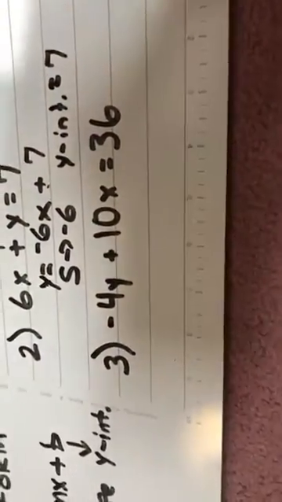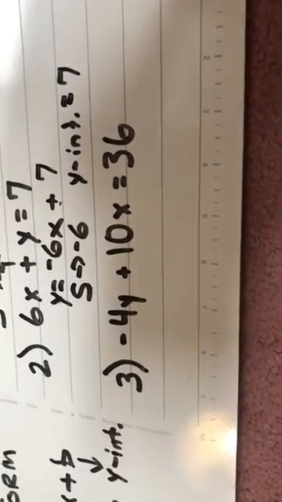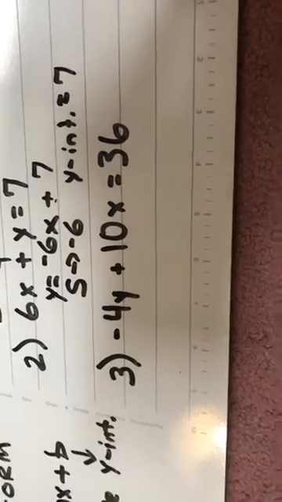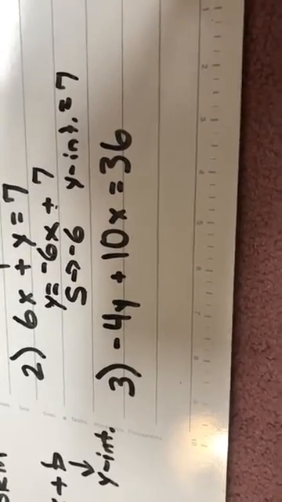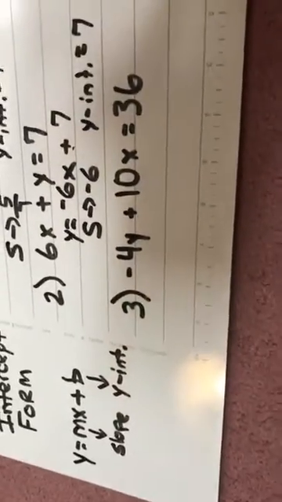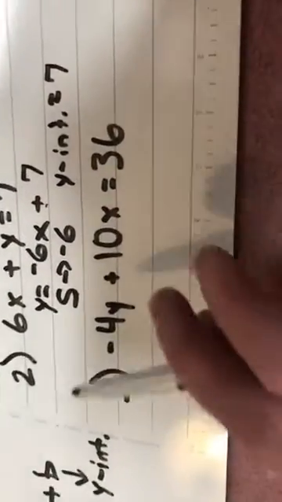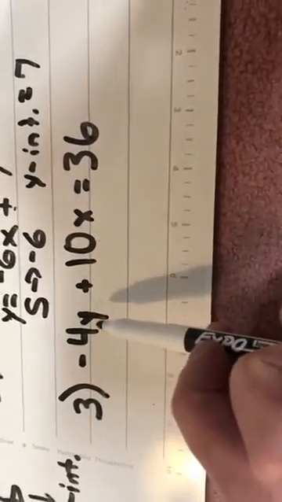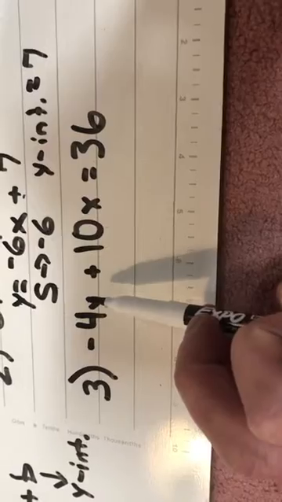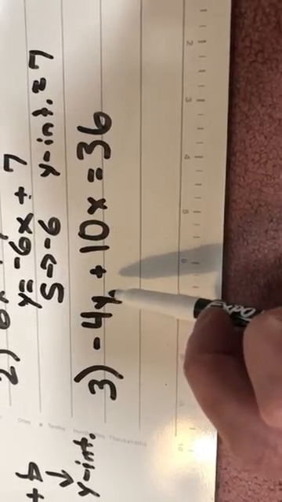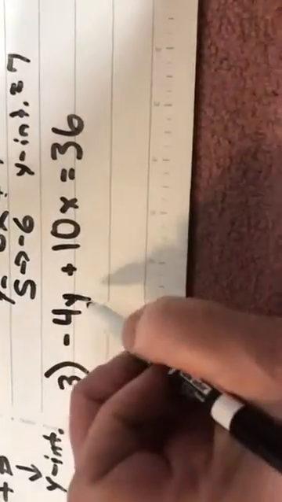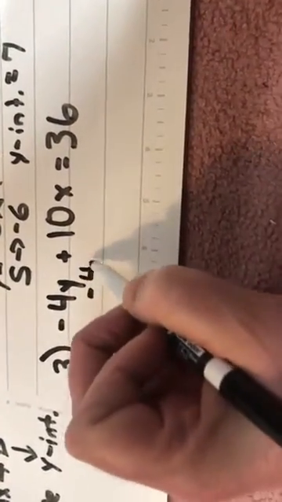Number 3 looks even different. Negative 4y plus 10x equals 36. This clearly is not in slope-intercept form. It does not read y equals mx plus b. Y is not by itself. But here we have an added entity, because not only do we have y here, but we have a negative 4 with the y. So the first thing I want to do is isolate my negative 4y. I want to get negative 4y by itself.